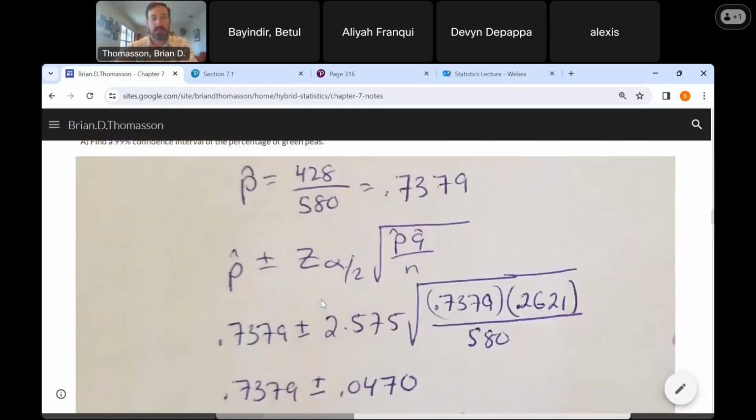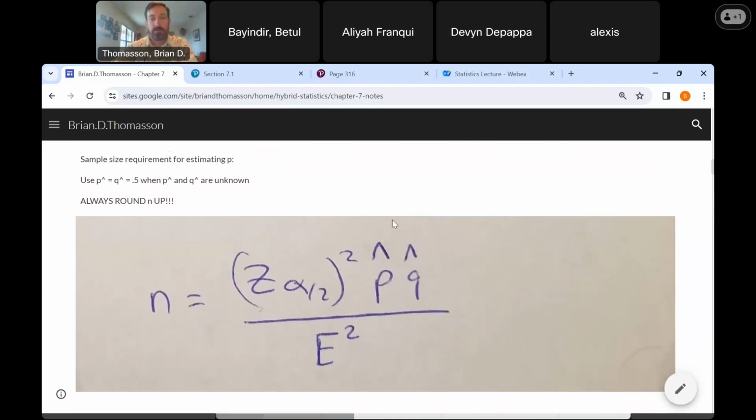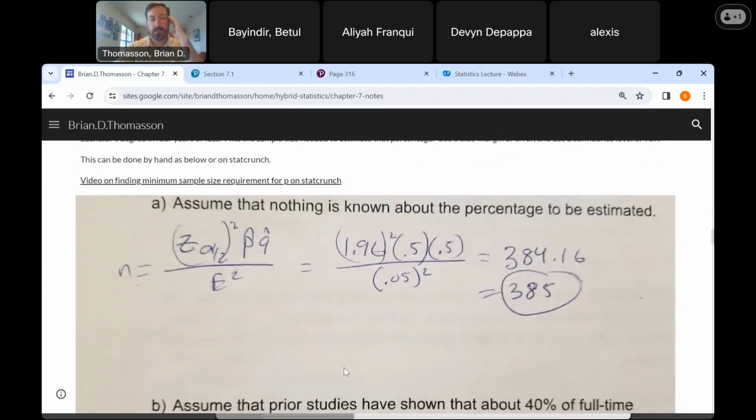Okay. So this is the thing I skipped over earlier. This here. And there's a couple things. If p hat and q hat are unknown, we use 0.5. That's the most conservative. And then we always round n up. Okay. So this is our critical value. So that's our value of 2 or whatever it may come out to be. Our p hat and q hat we've talked about, and then we have our margin of error. Okay. Once we calculate that, we have the sample size requirement. Right? So let's look at this problem and see how that works.